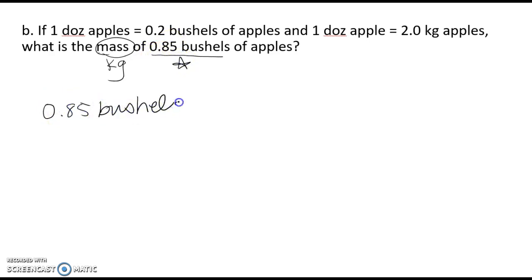And always use your units because that's going to help you. So I'm going to write out the 0.85 bushels. Now we're going to set up multiplication. Again, whatever unit goes here should automatically be written down.